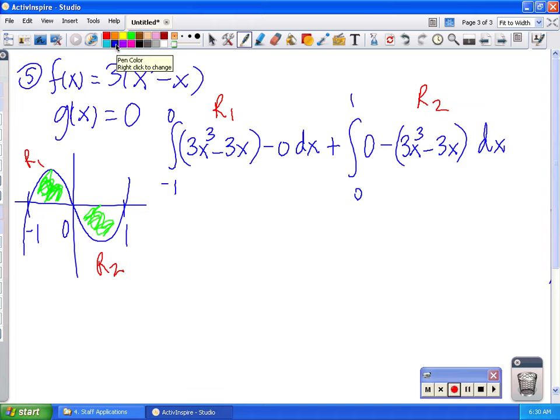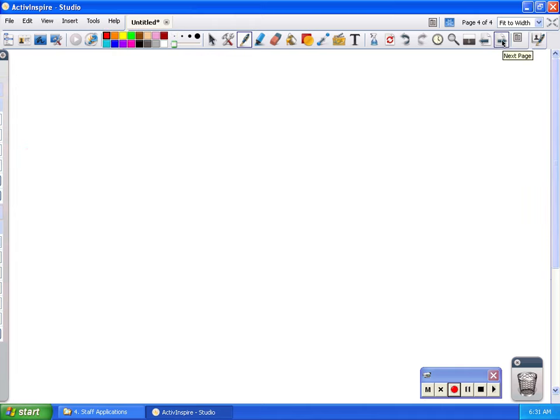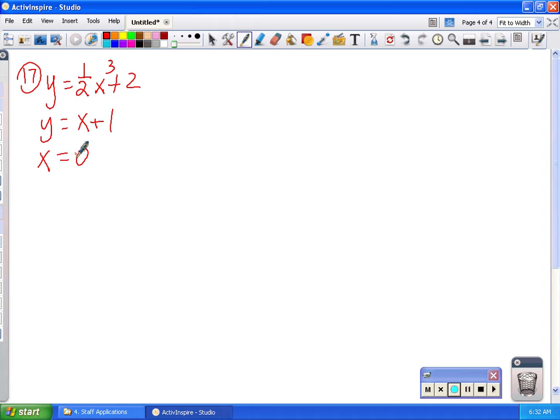So when I find the antiderivative, all right, let's go to some of the ones now that the graph was not given. Now number 17 is an interesting problem, and I definitely want to work that one. So I have y equal to 1/2 x cubed plus 2. The second curve is y equal to x plus 1. Now notice they're giving me several curves in this region. x equal to 0 and x equal to 2. All right, so we have to graph 4 curves. The graph is not given in this scenario.